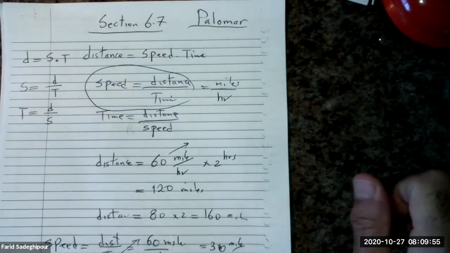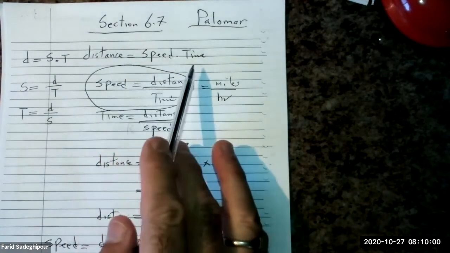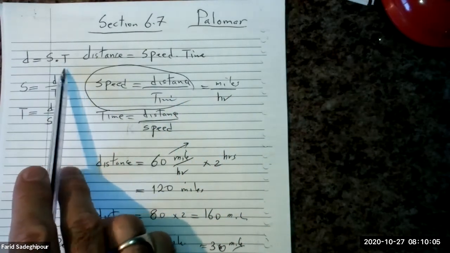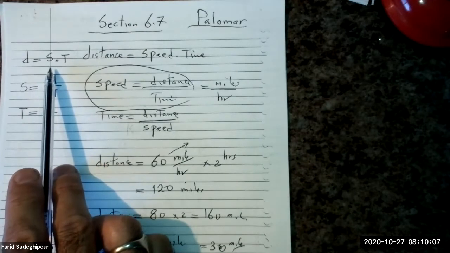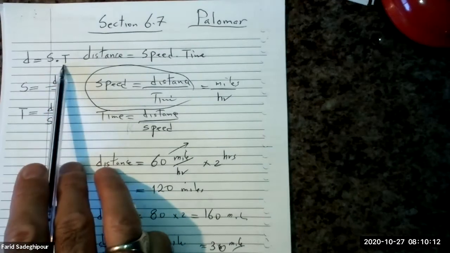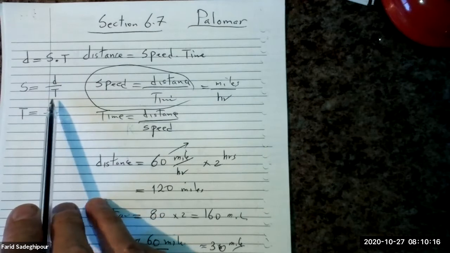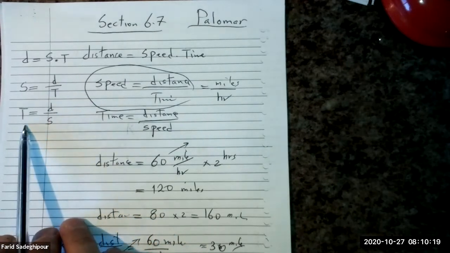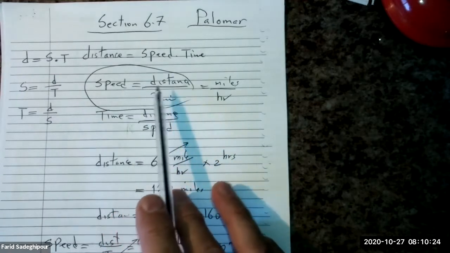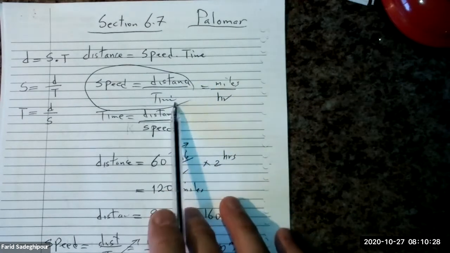We have this formula: distance is equal to speed multiplied by time, which is d equals s times t. So in case we need to find the speed by itself, we need to divide both sides by t. Then the speed is equal to distance divided by time. If you want to find time, we need to divide both sides by speed. So speed is distance over time, where distance is in miles and time is in hours.